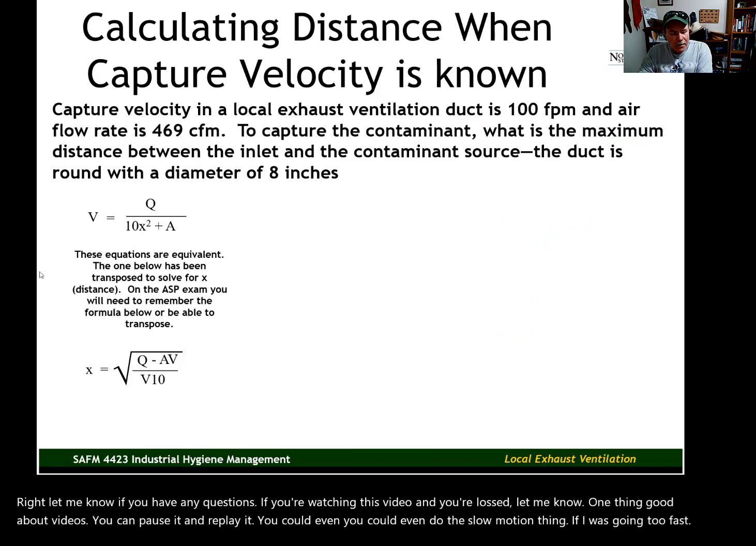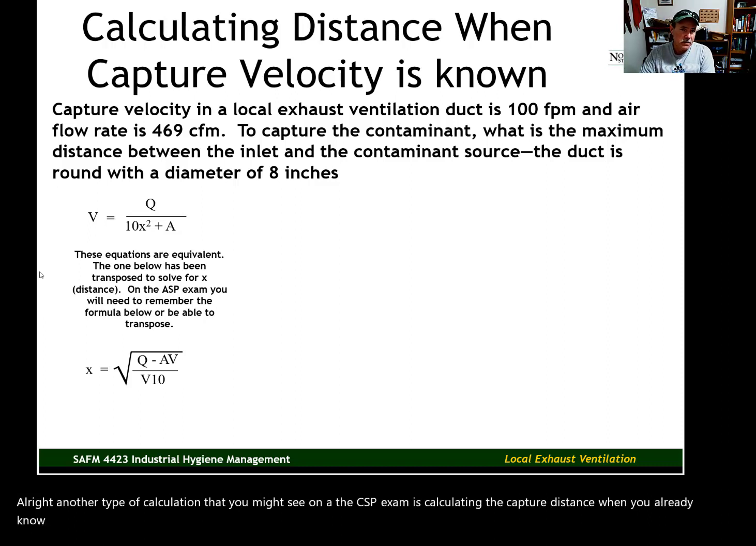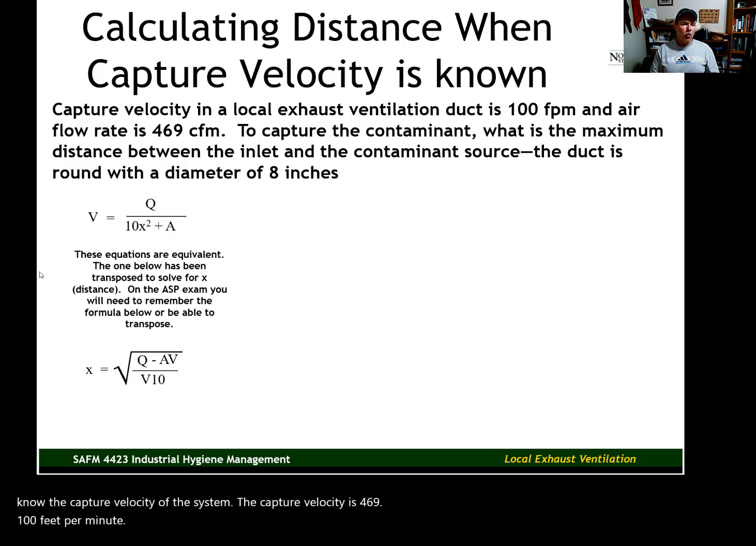Another type of calculation that you might see on the CSP exam is calculating the capture distance when you already know the capture velocity of the system. You know the capture velocity is 100 feet per minute. How far away from your inlet can the source be for that system to effectively capture the contaminant?